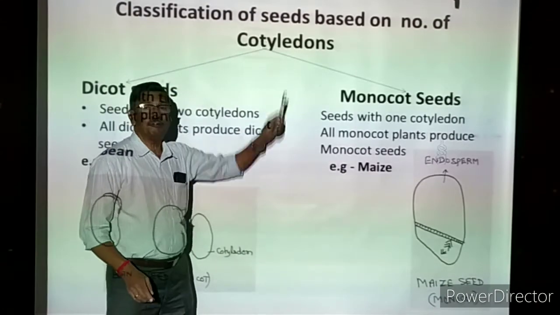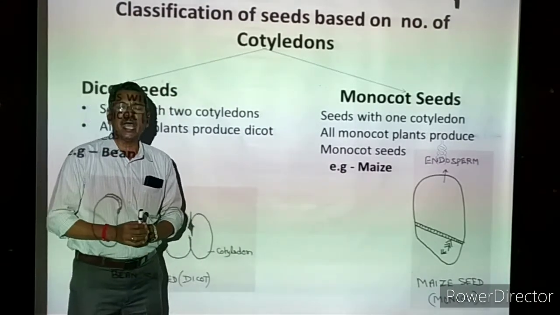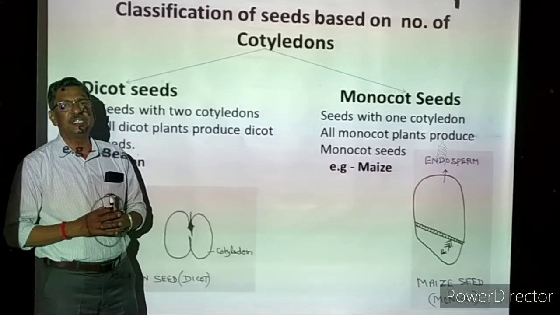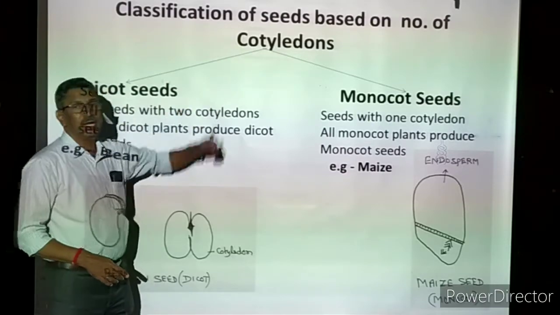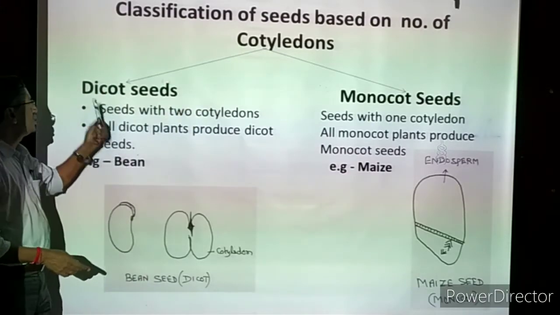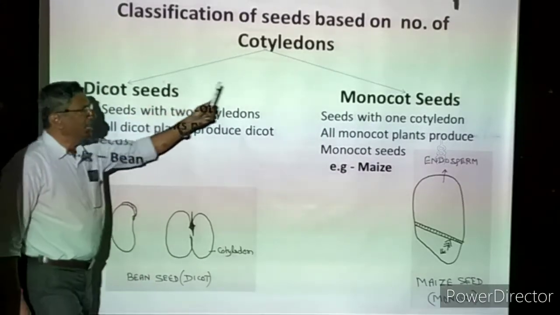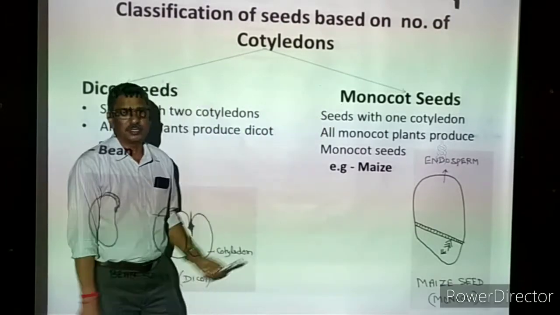Based on the number of cotyledons, seeds may have only one cotyledon or two cotyledons. So based on the number of cotyledons, we can classify the seeds into dicot seeds and monocot seeds. Only two options, no other.